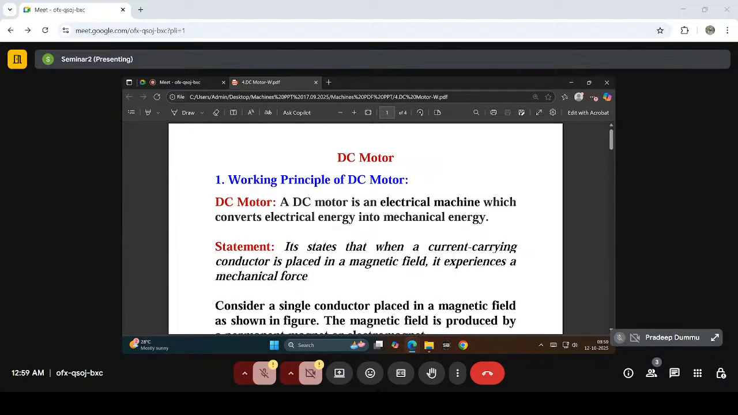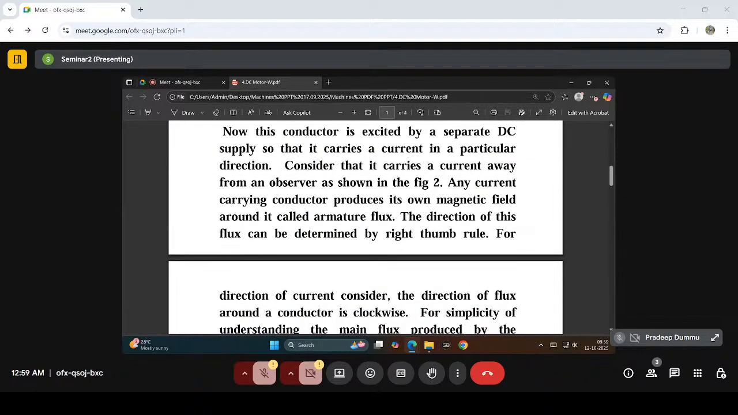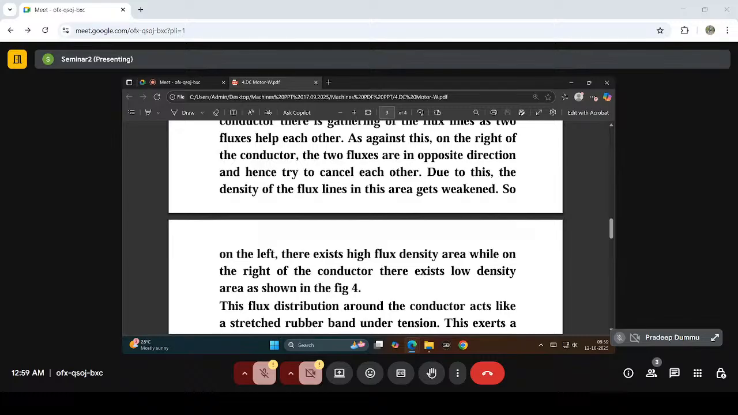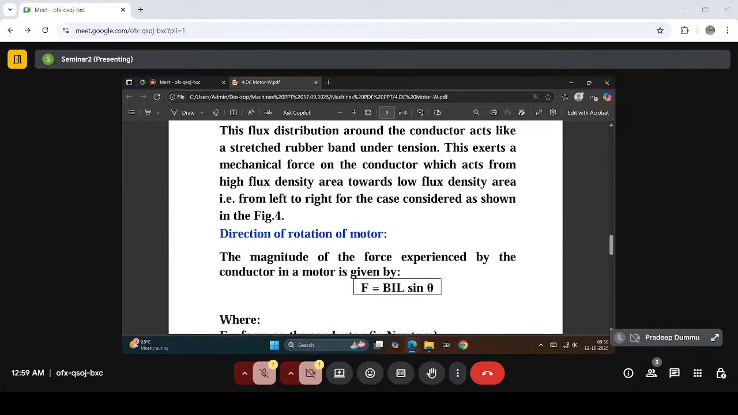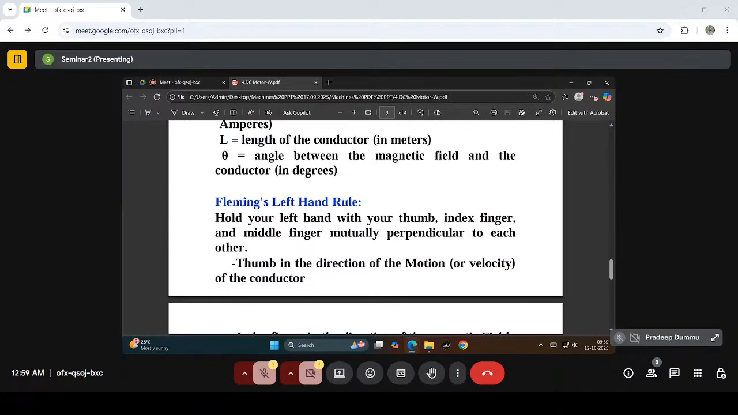Working of a DC motor: statement, 4 diagrams with explanation, direction of rotation of the motor. What is the formula? F is equal to BL sin theta. Next, Fleming's left hand rule.